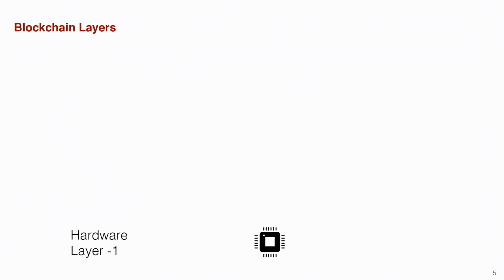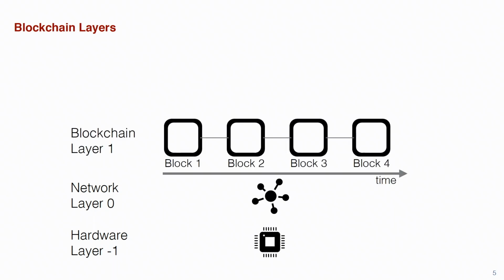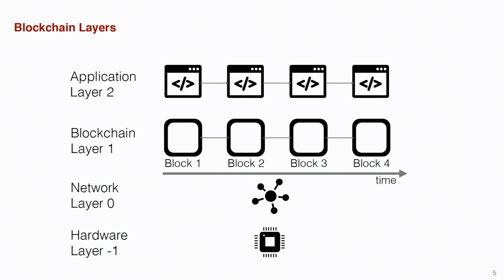So in order to understand blockchain scalability, we also need to take a step back and think of the different layers. There's the hardware layer where we're processing blocks, validating transactions, and computing signatures. There's the network layer where we propagate information. There's the blockchain layer where we actually form the consensus, the blockchain.